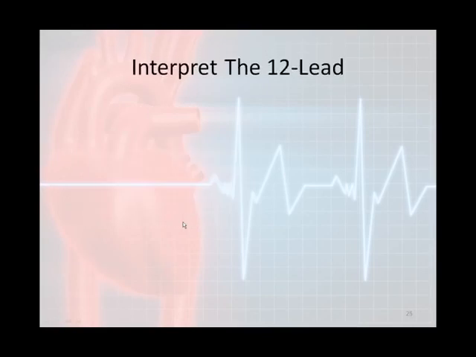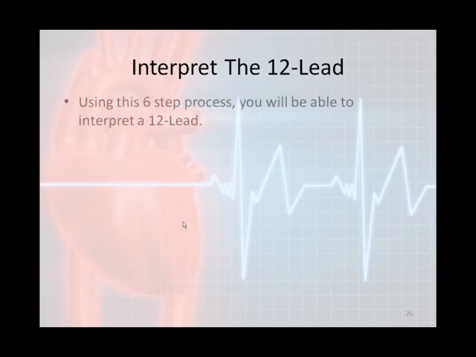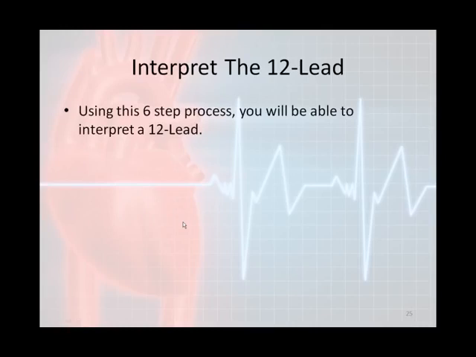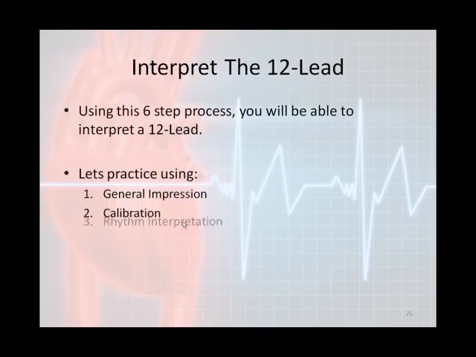Hopefully by the end of the course and after learning each one of the steps, you should be able to interpret a 12-lead EKG. Right now, what I'm going to do is show you briefly how to practice interpreting a 12-lead. Now, we're only going to use the first 3 steps. If you're not familiar with rhythm interpretation, that's a completely different course. But we're going to talk about general impression, calibration, and rhythm interpretation, and I will show you exactly how to interpret the first 3 steps of a 12-lead.